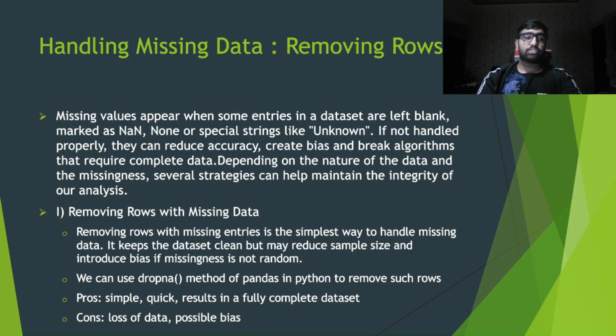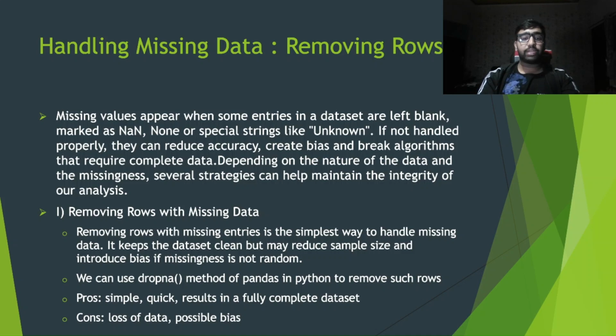First, the first approach we are going to look at here is removing rows with missing data. Removing rows with missing entries is the simplest way to handle missing data. It keeps the dataset clean but may reduce the sample size and introduce bias if missingness is not random. So this is one of the techniques to handle missing data, that we remove certain rows or tuples which contain the missing data, so we don't have to account for the missing data while processing the dataset. But it can introduce bias if missingness is not random.